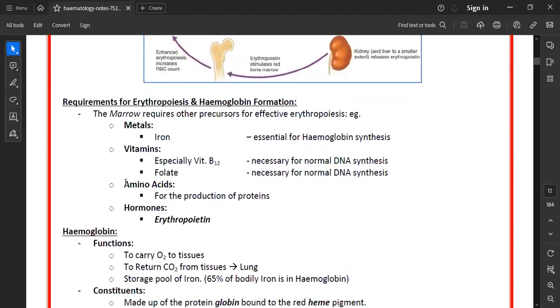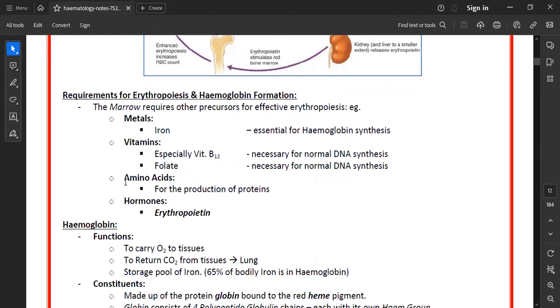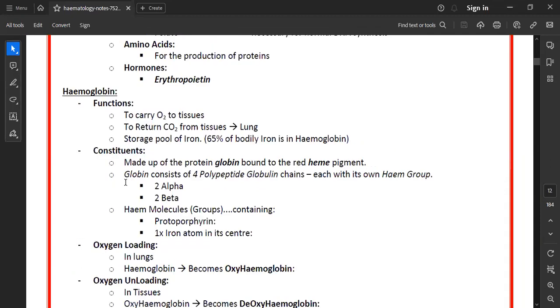So other requirements for the formation of red blood cells include metals, of course. We know iron is very important. We have vitamins like B12 and folic acid. So these ones are necessary for normal DNA synthesis. Amino acids and a hormone called erythropoietin.